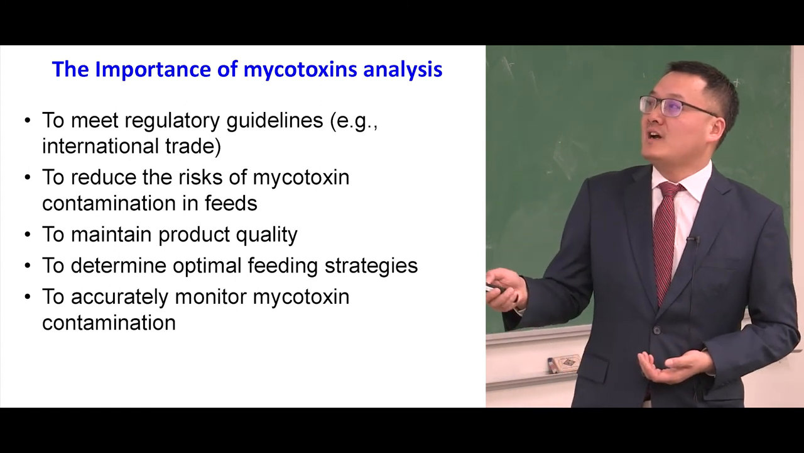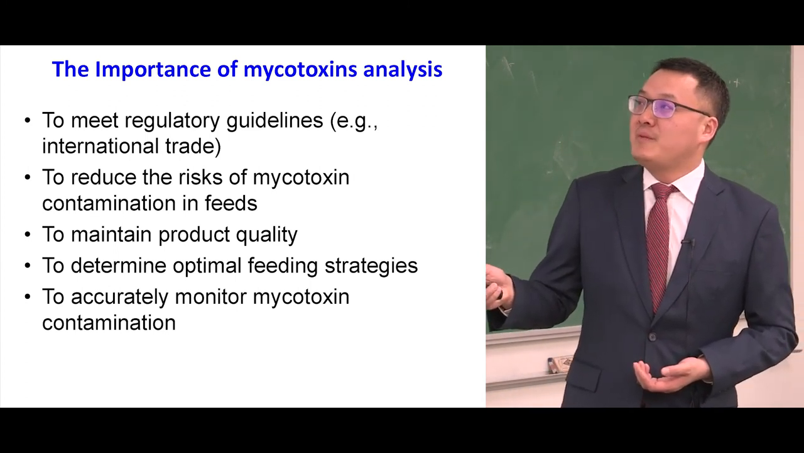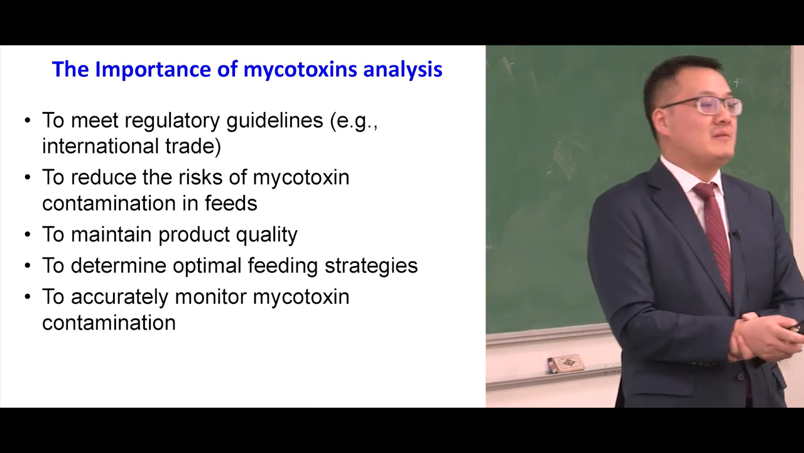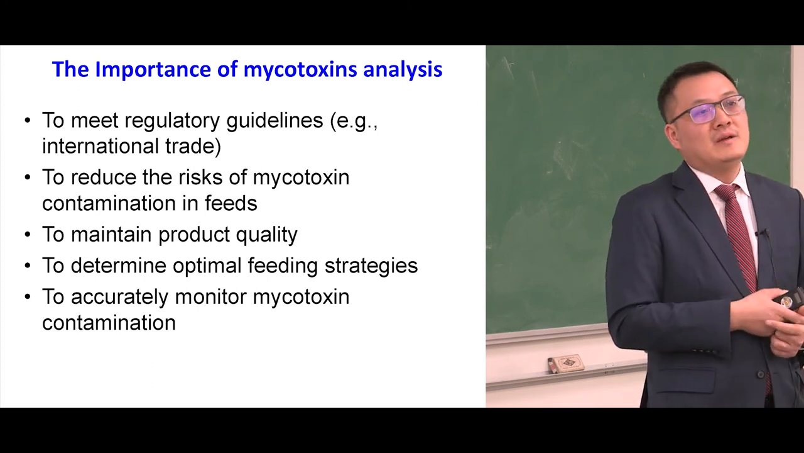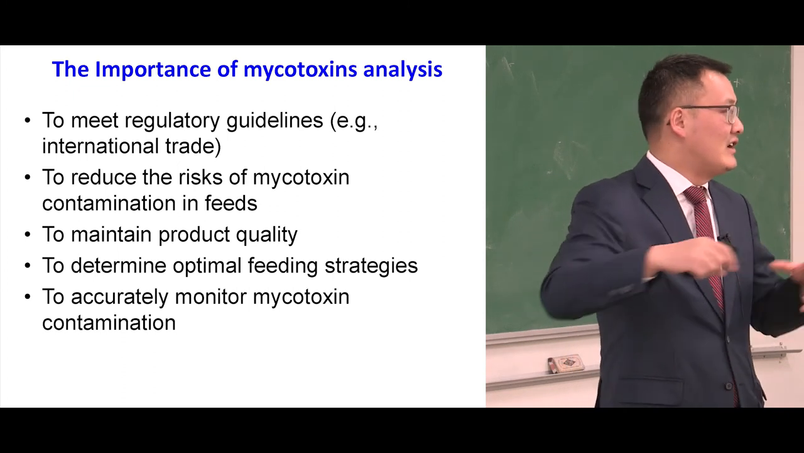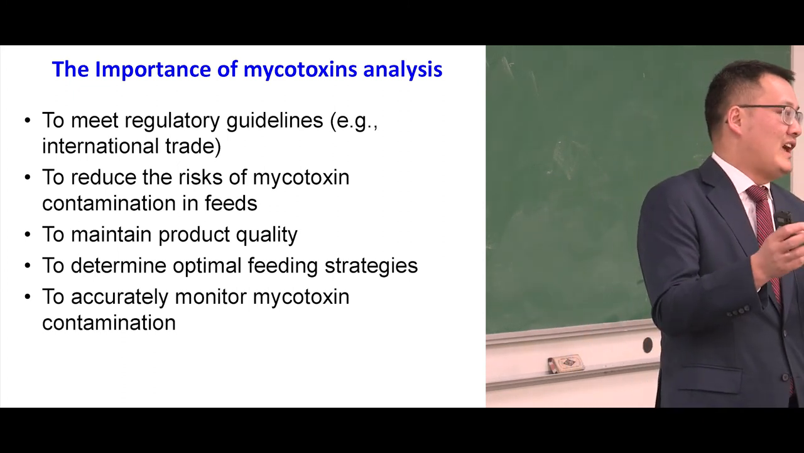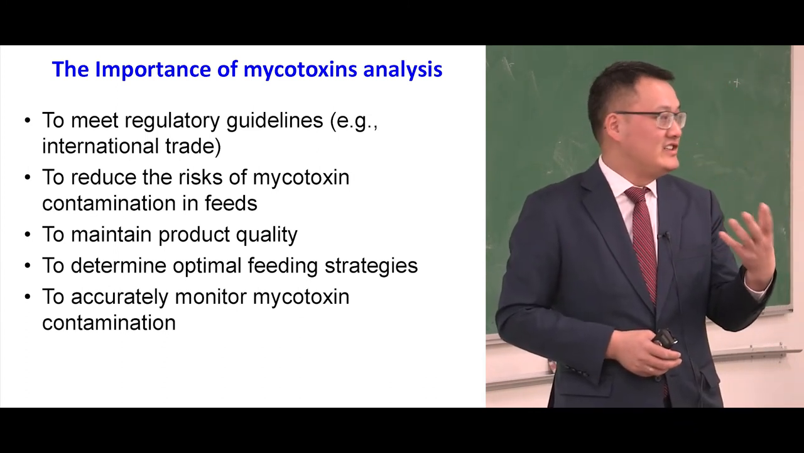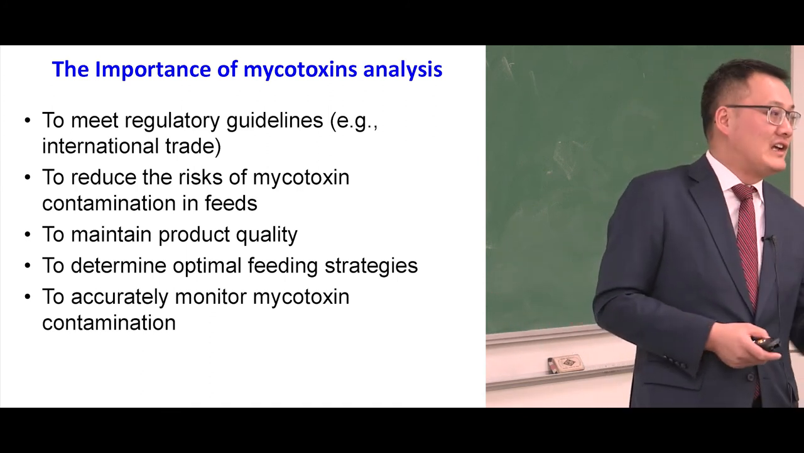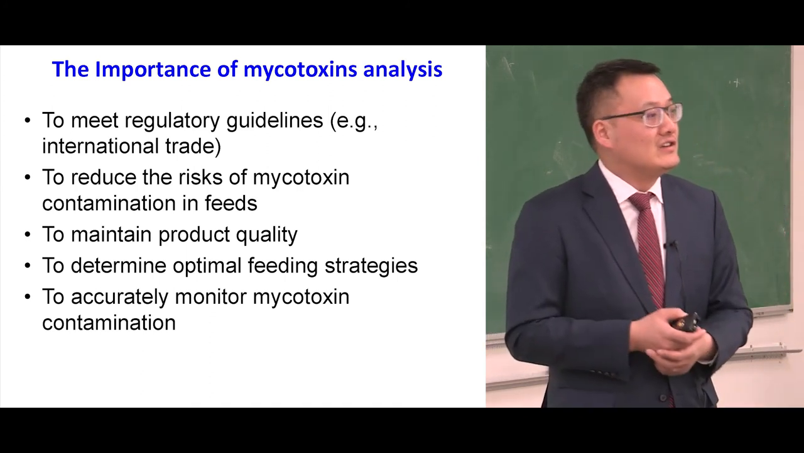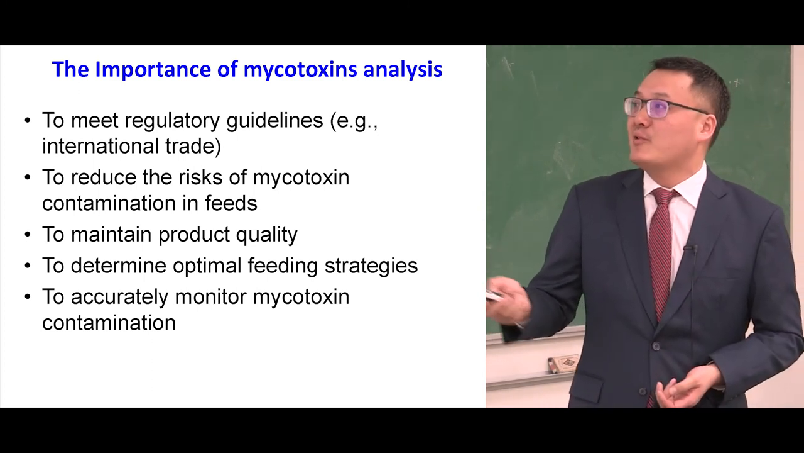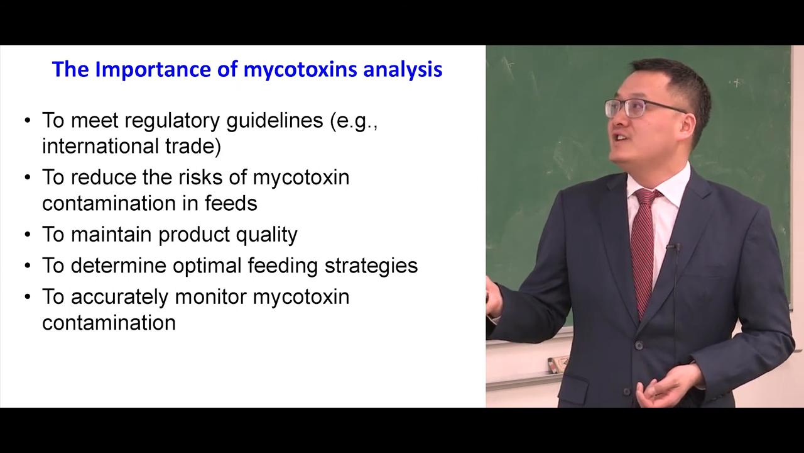And to maintain product quality, this is especially for the ethanol plant. For example, they are very sensitive to mycotoxin contamination, first because when you produce ethanol, the byproduct is DDGS, and you concentrate the mycotoxin concentration 2 to 3 times. So, of course, the DDGS has a very high mycotoxin contamination level. And secondly, because mycotoxin can also affect the yeast fermentation and reduce the ethanol production efficiency. So this is just an example. And it also determines the optimal feeding strategy.